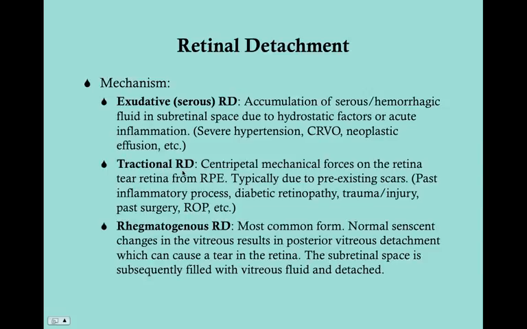Then there's tractional retinal detachment, and this requires some kind of a scar on the retina, and that results in centripetal mechanical forces that can then tear the retina from the scar, or at the point of the scar. This can be due to past inflammatory processes, diabetic retinopathy, trauma or injury, past surgery, retinopathy of prematurity, and pretty much anything that can give you a scar on your retina.